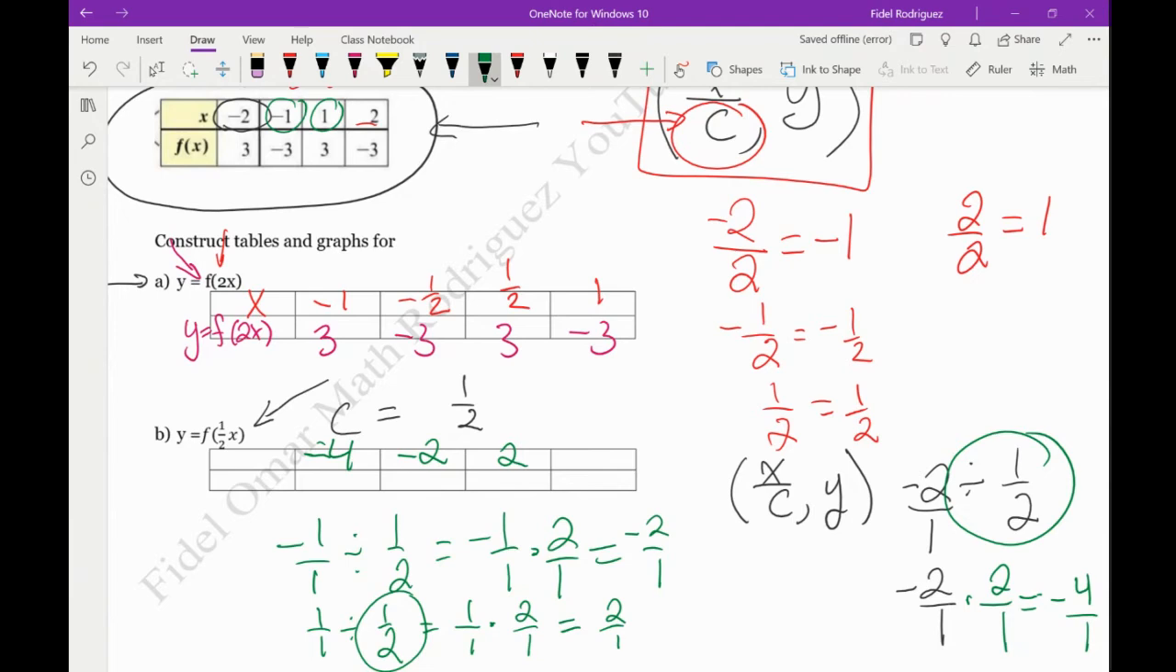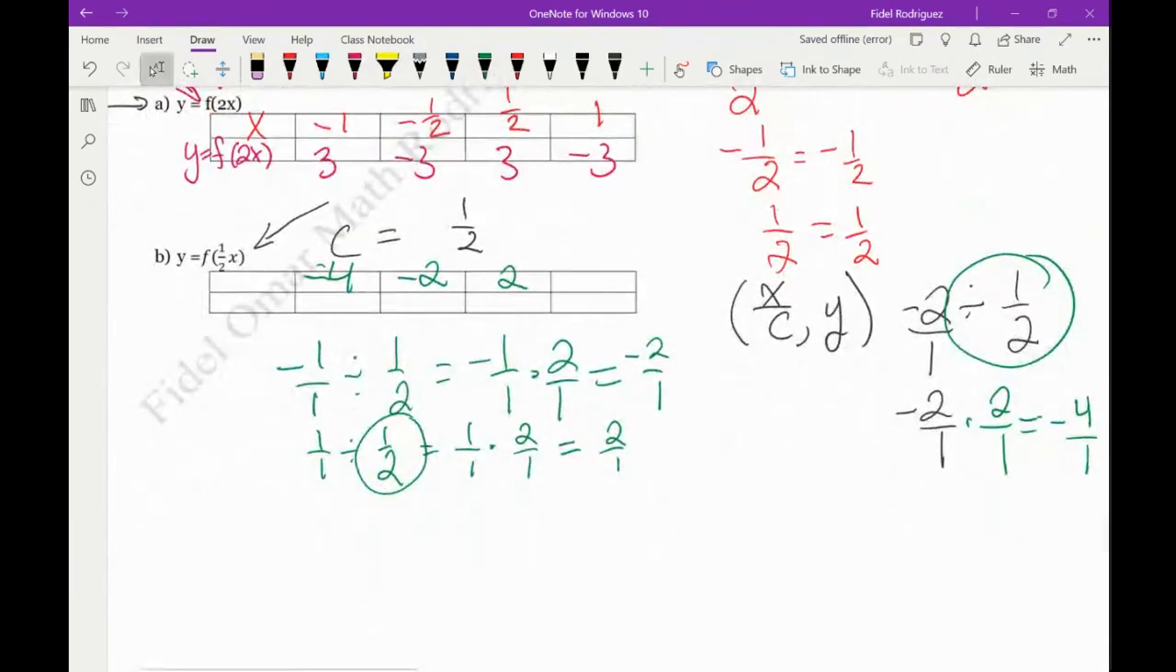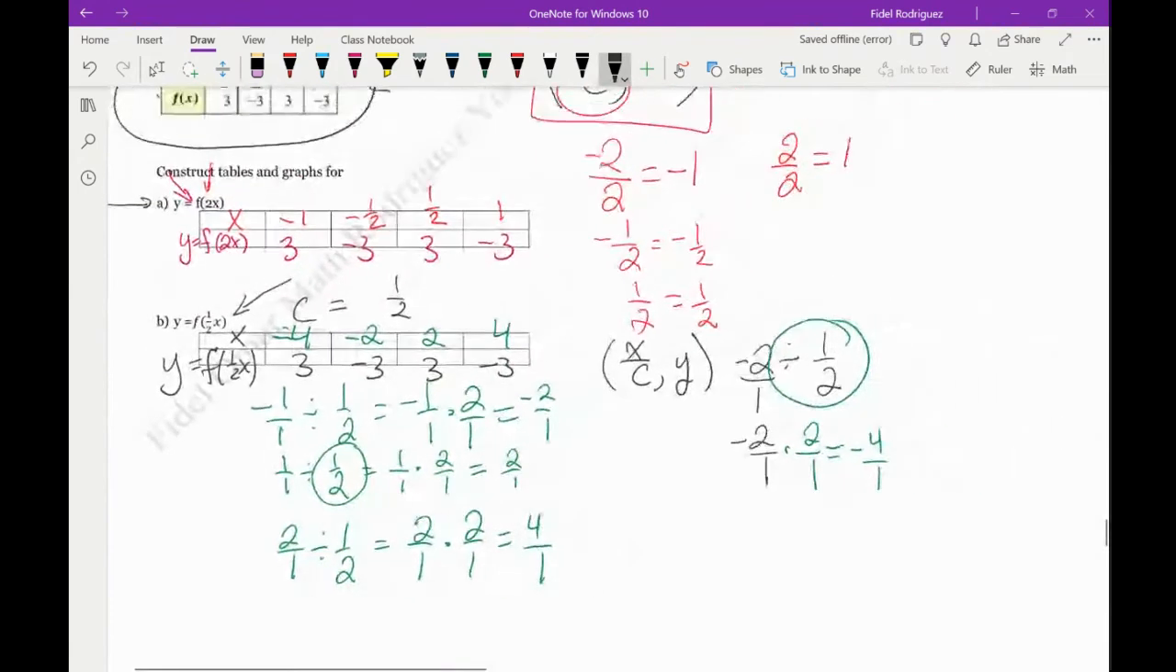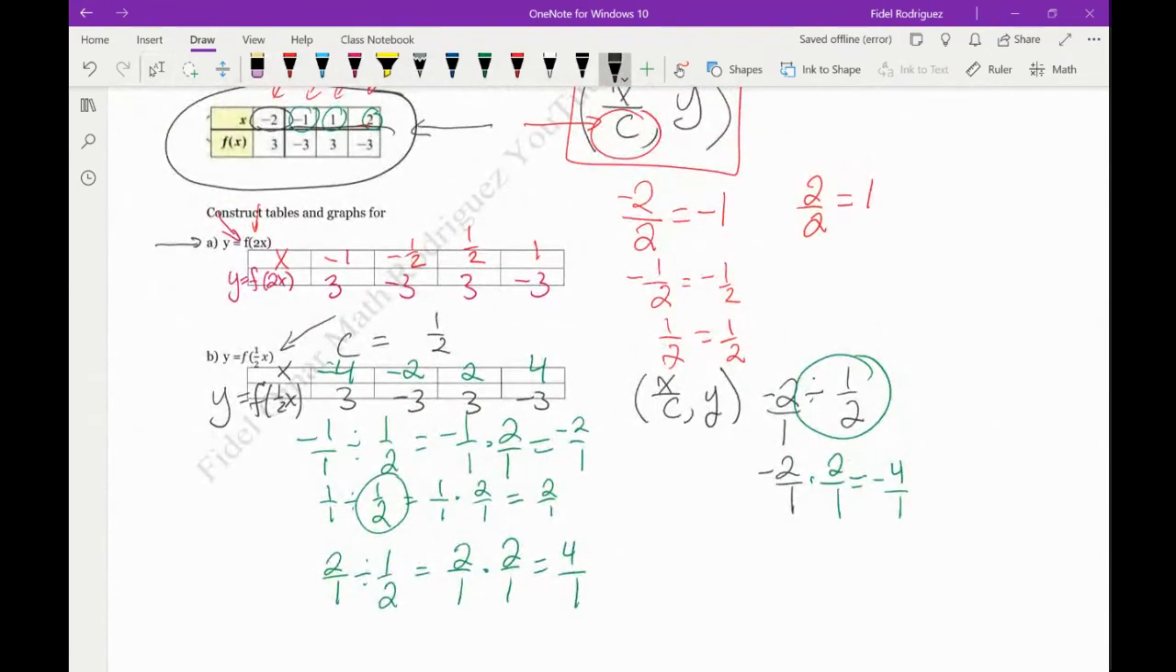And then we have one last one. We have the number 2. Okay, so let's do that one. So we're going to go 2/1 divided by 1/2. 2/1 times another 2/1. That gives me 4/1, which is just 4. Okay, so remember what we said. What values changed? Our x values changed, right? But our y values, y'all, don't change. So that's still going to be the 3, the -3, the 3, and the -3 that we originally had right there. Those y values aren't changing.